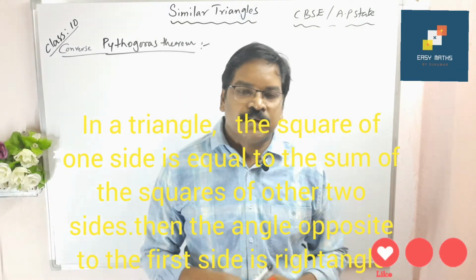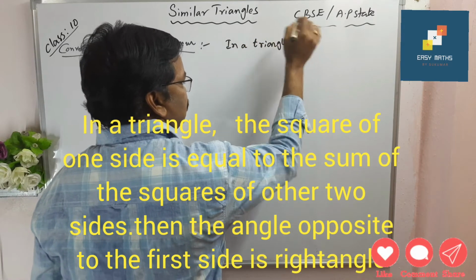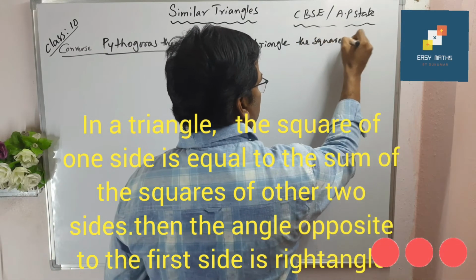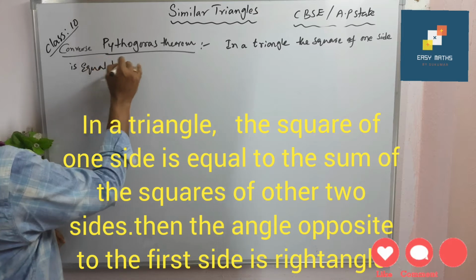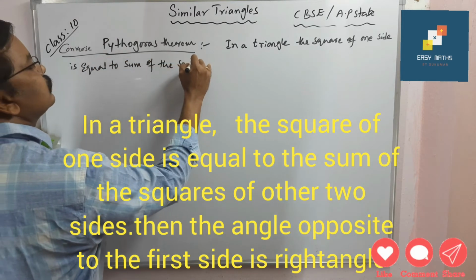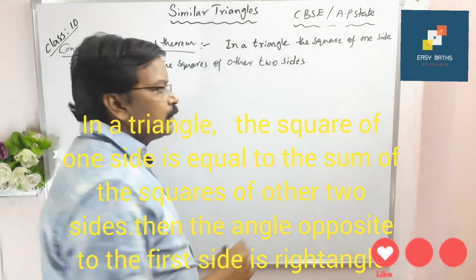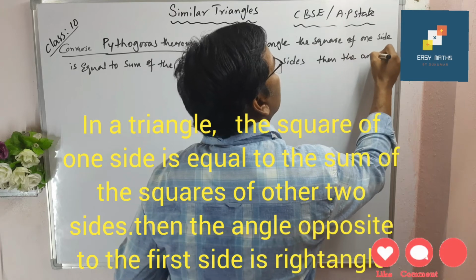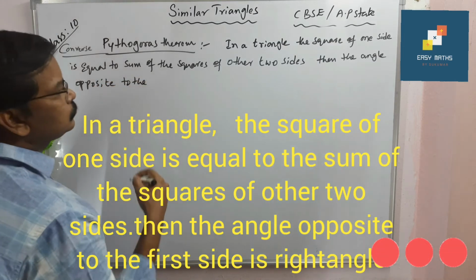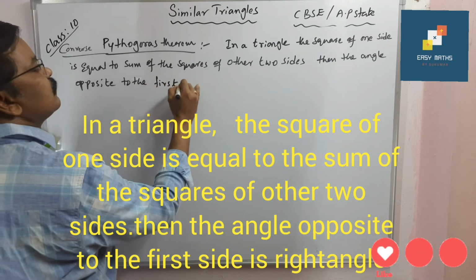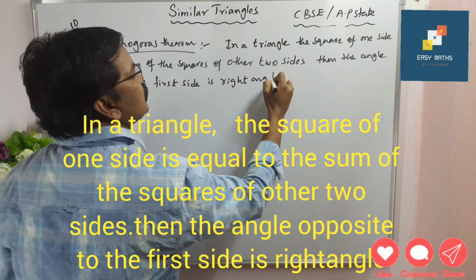So Pythagoras theorem. The statement says: in a triangle, if the square of one side is equal to the sum of the squares of the other two sides, then the angle opposite to the first side, that means that one side, is a right angle. This is the converse.